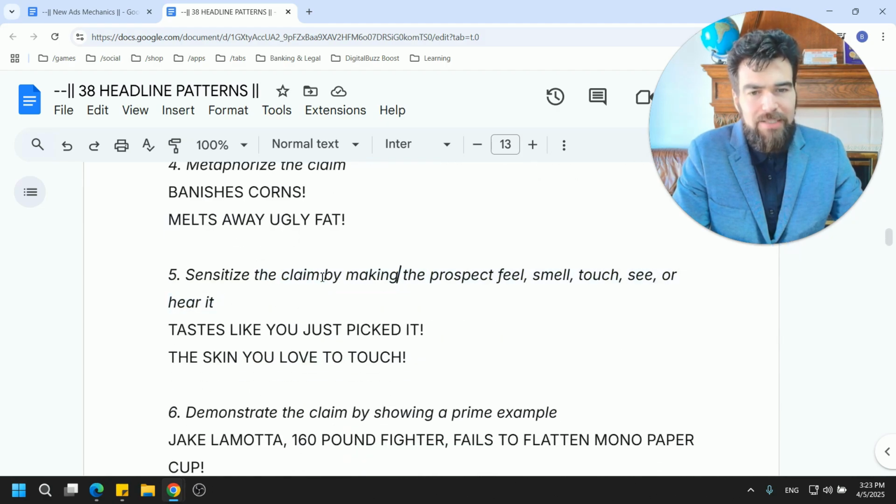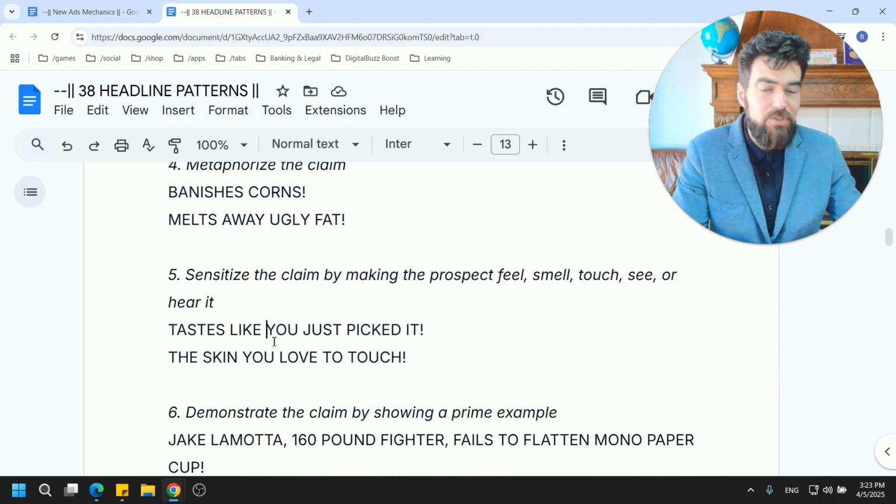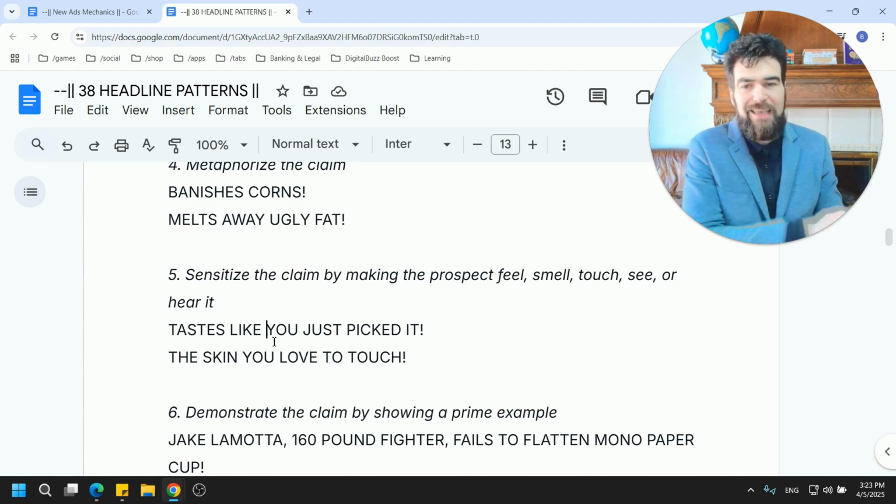Sensitizing the claim by making the prospect feel, smell, touch, see, or hear it. Dull, tastes like you just picked it. And then I think this is for Palmolive, the skin you love to touch. Just kind of like sensitizing the headline.